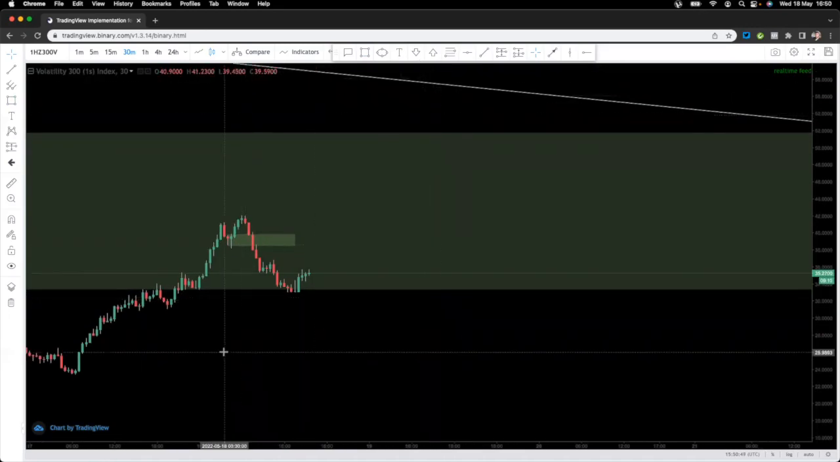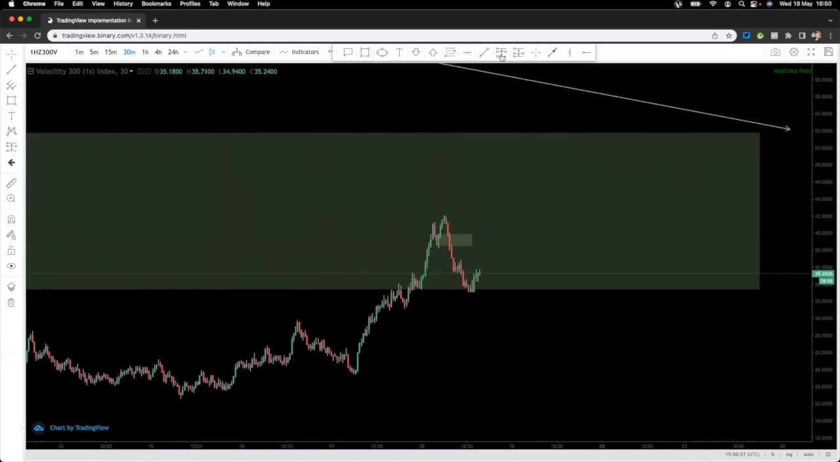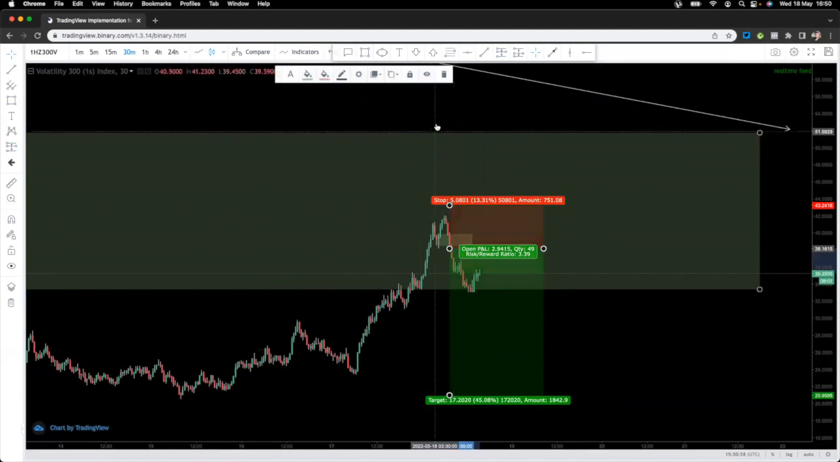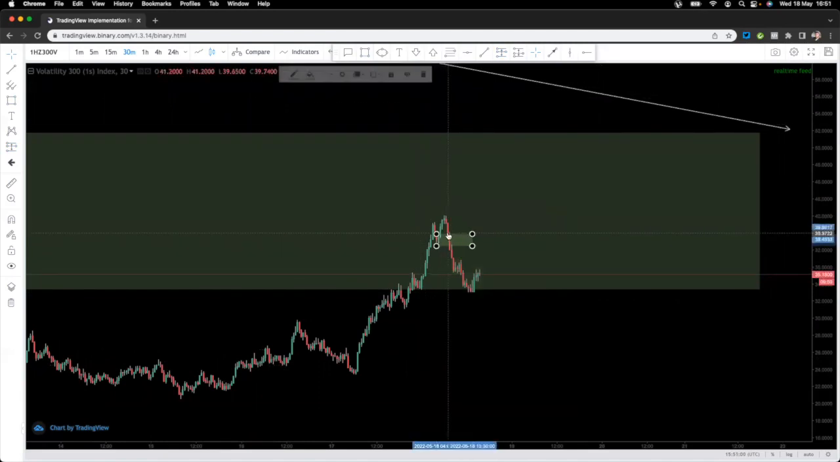Bam. So in a case where you don't see a trend line break, you can use this last point of demand or last point of supply as your entry strategy.